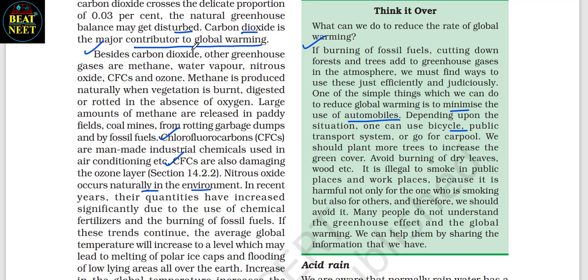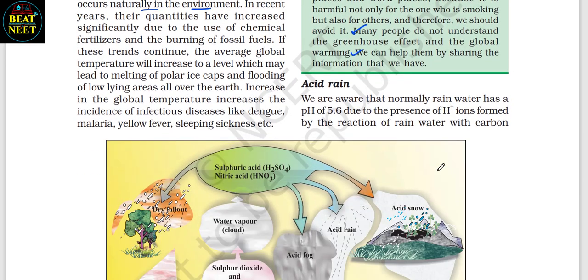We should plant more trees to increase the green cover, and avoid burning of dry leaves, wood, etc. It is illegal to smoke in public places and workplaces because it is harmful not only for the one who is smoking but also for others, and therefore we should avoid it. Many people do not understand the greenhouse effect and global warming. We can help them by sharing the information that we have.